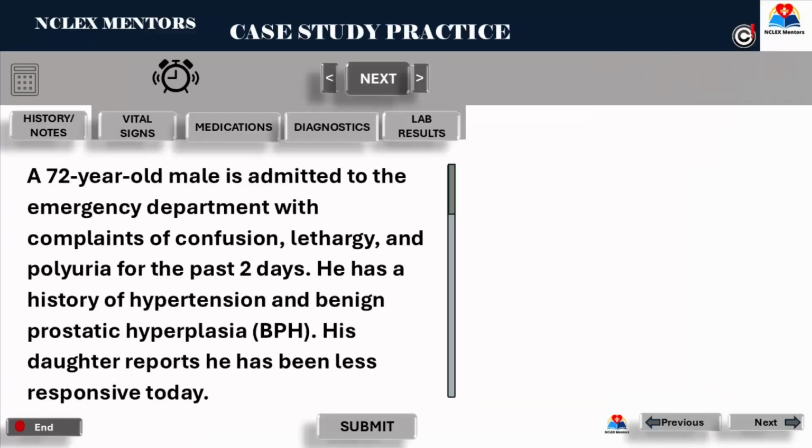Let's talk about a 72-year-old gentleman brought into the emergency department. His daughter is worried, and rightly so, because for the past couple of days he's been confused, sleepy, and peeing a lot. Today he's less responsive. The guy's got hypertension and BPH, and now his body's waving some red flags.